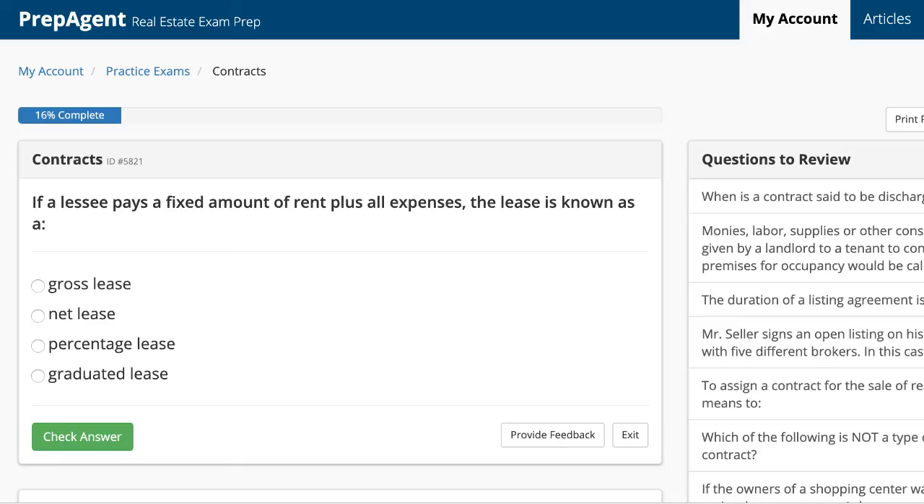If a lessee pays a fixed amount of rent plus all expenses, the lessee is known as A, gross lease, B, net lease, C, percentage lease, or D, graduated lease.